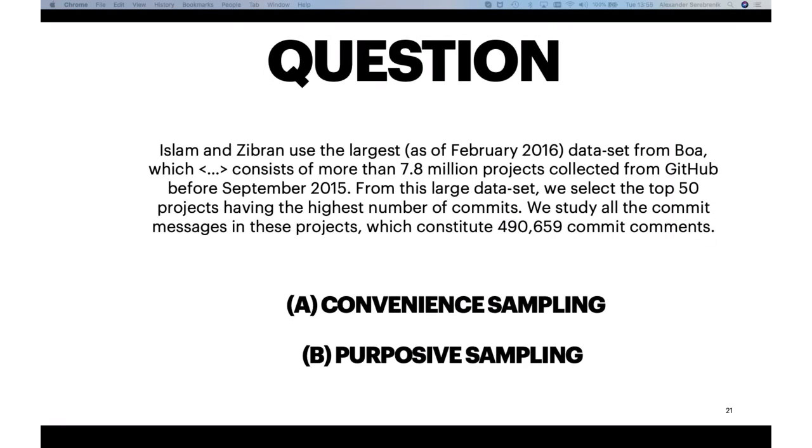Yes, so I believe that this is purposive sampling. The purpose of this study was to select projects with a high number of commits. We can argue whether the selection criterion was reasonable or not. One could have said, 50 is not enough, maybe we should have been doing a different sampling. But as a sampling on its own, it had a goal.